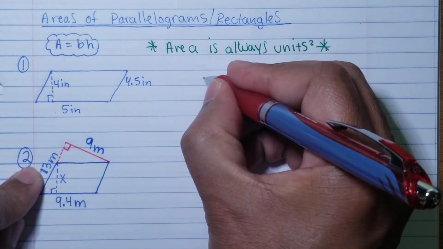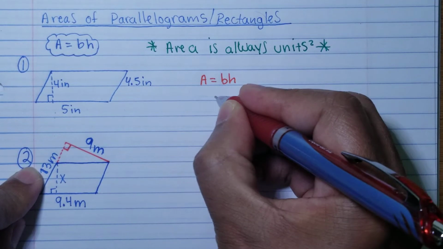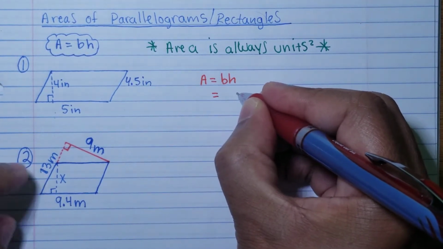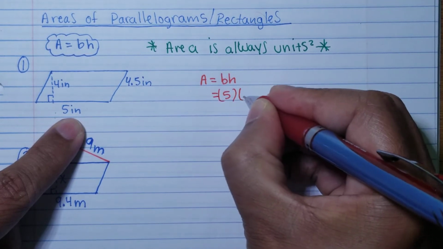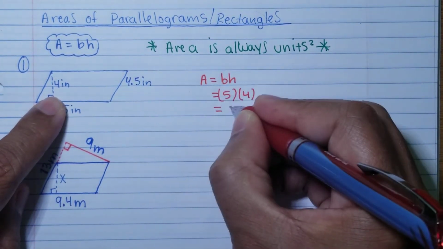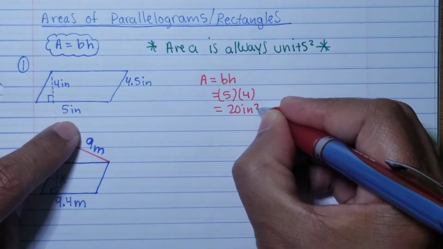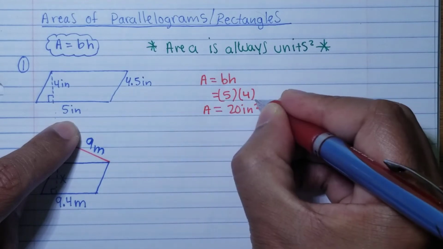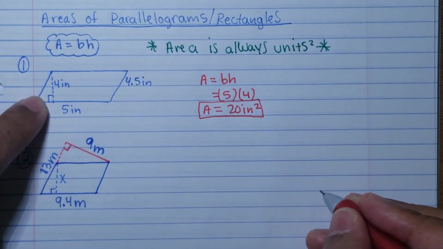So once we know that, we can just write down the formula. So the area equals the base times the height, and then substitute for each one of them. So the base is 5, and the height is 4. So then when we multiply 5 times 4, that is 20 inches, and it's unit squared, so it's going to be 20 inches squared. Okay, and that is the area of this parallelogram.